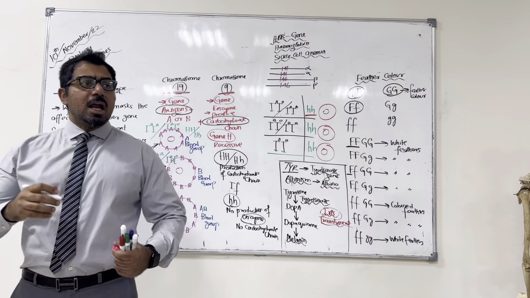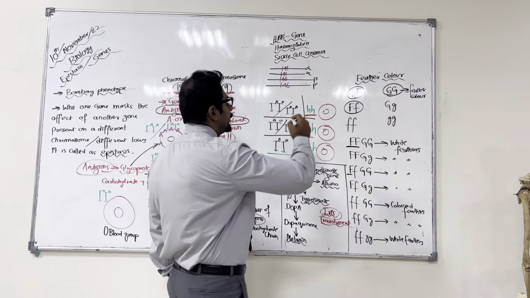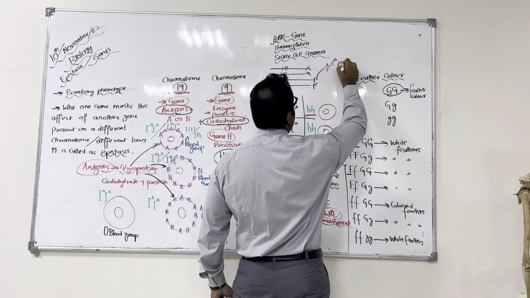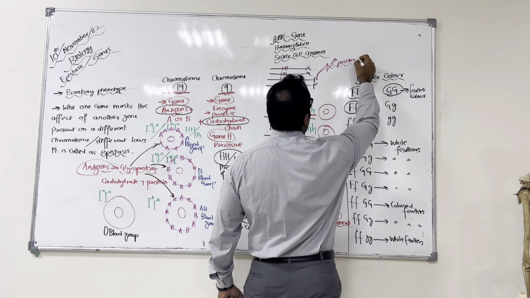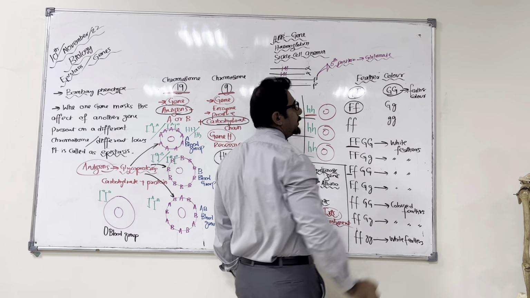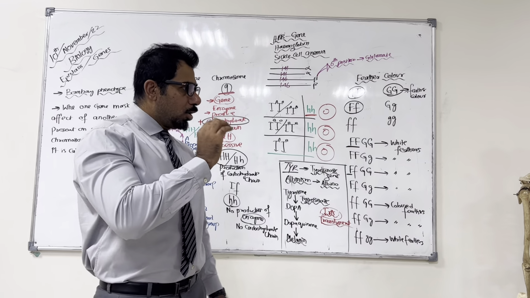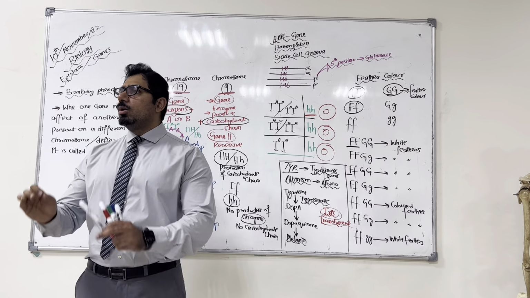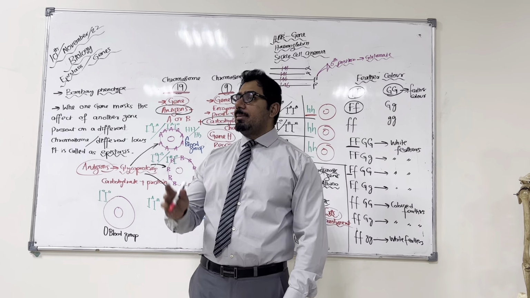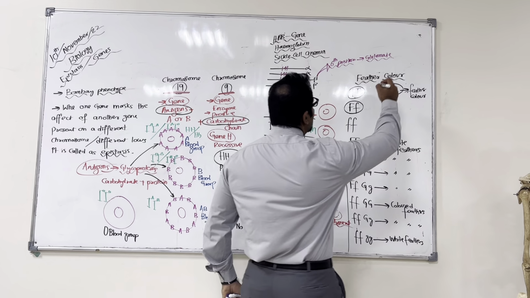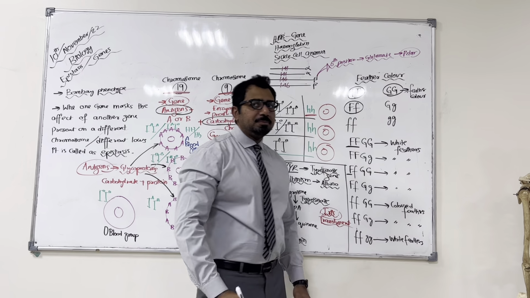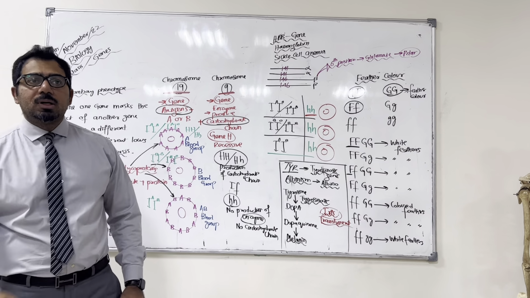Now, in a normal beta chain, on the 6th position, there is glutamate. In the normal hemoglobin, on the 6th position in the beta chain, there is glutamate. Glutamate is an amino acid, right? And this glutamate is a polar amino acid. Right? Now what happens?